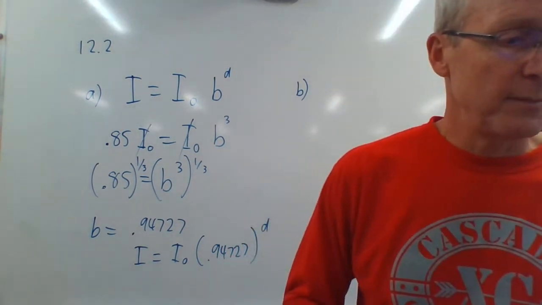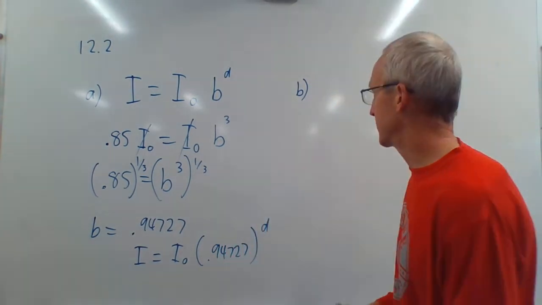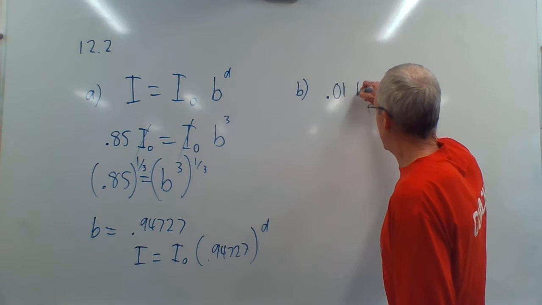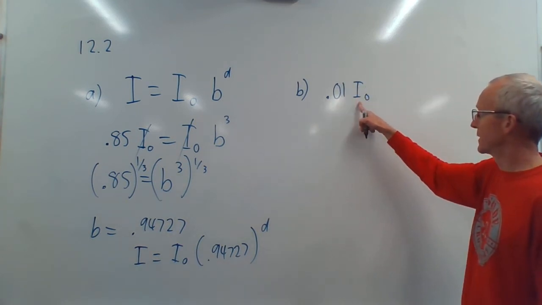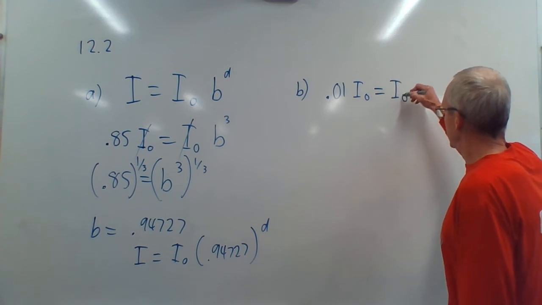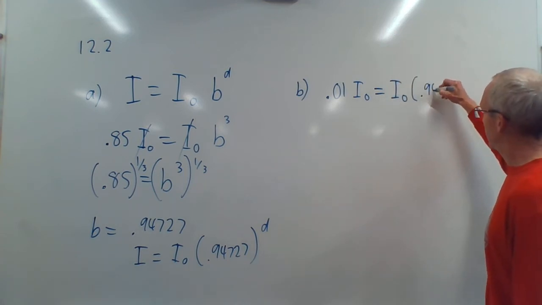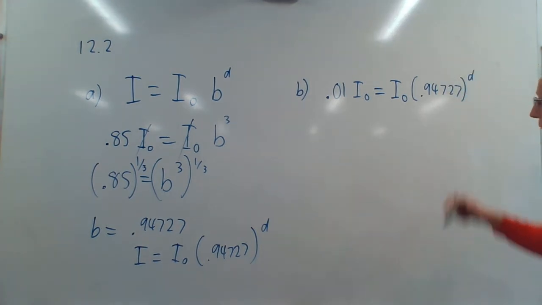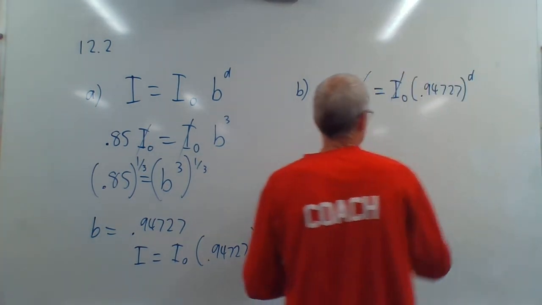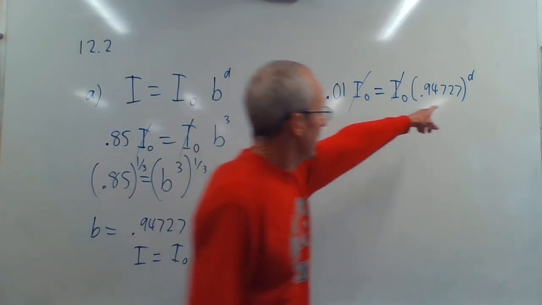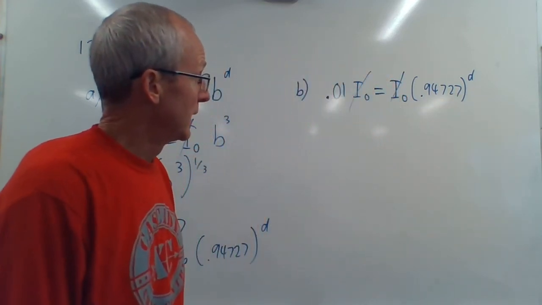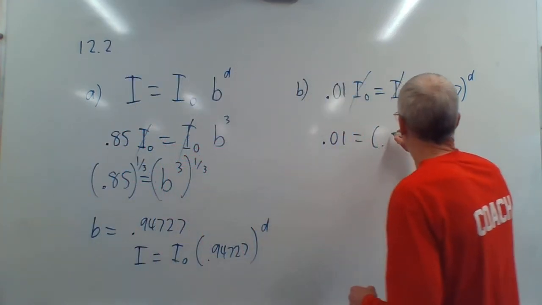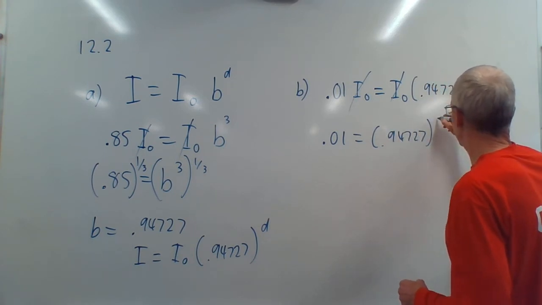They're just saying, okay, how deep do you have to go till it's only 1% of its surface intensity? So the intensity is only 1%, which means 0.01 I0, right? 0.01 of the surface is equal to I0 times our base, 0.94727 to the depth. So we need to figure out what D is here. So of course the I0's cancel, which is nice, doesn't matter what that is. So we have 0.01 equals 0.94727 to the D.